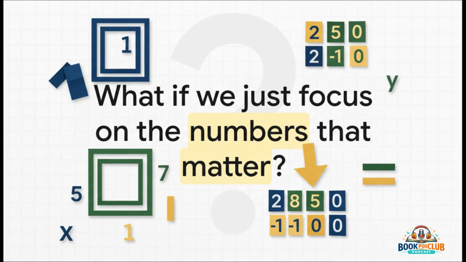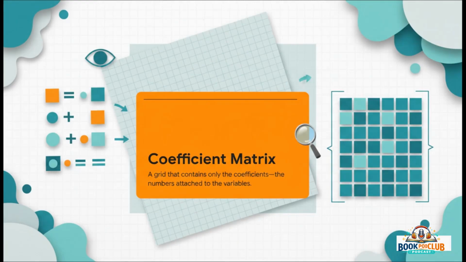So, what if we just stripped everything else away? Well, we can. And that's exactly what a coefficient matrix is. We literally just pull out the coefficients, the numbers right next to the variables, and pop them into a nice, neat grid. We've just boiled the problem down to its essential numeric DNA.